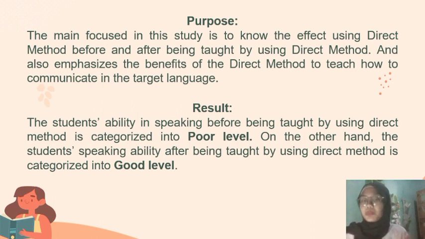So the result shows that the students' ability in speaking before being taught by using the direct method is categorized at a poor level. And on the other hand, the students' speaking ability after being taught by using the direct method is categorized into good level.